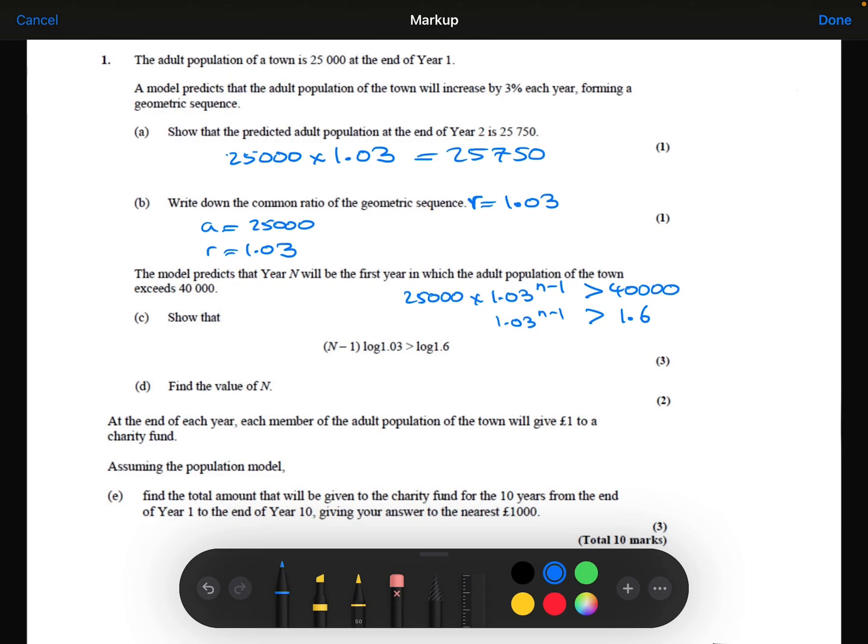I can then take logarithms of both sides. So I'll take log on the left-hand side and I'll take log on the right-hand side. Just log base 10 here, just so it matches up with what I'm needing to show here. And the good thing about that is I can then use the laws of logarithms to take this n minus 1 power and move it to the front here. So that's going to give me n minus 1 times log 1.03 is greater than log 1.6. And that's what we needed to show.